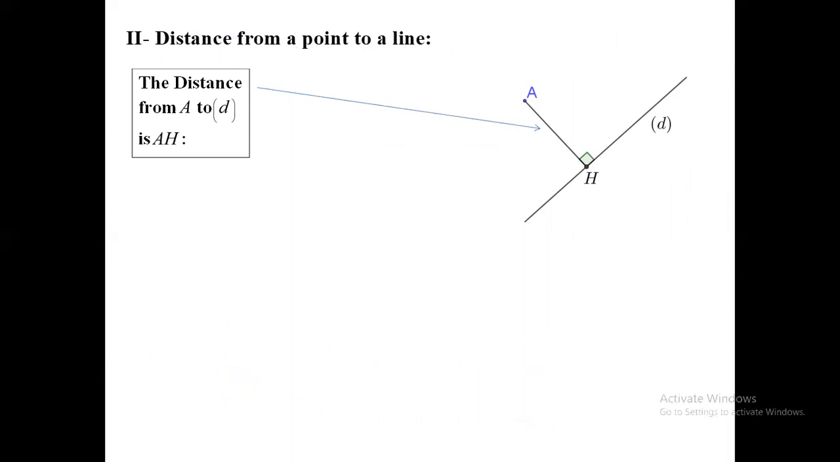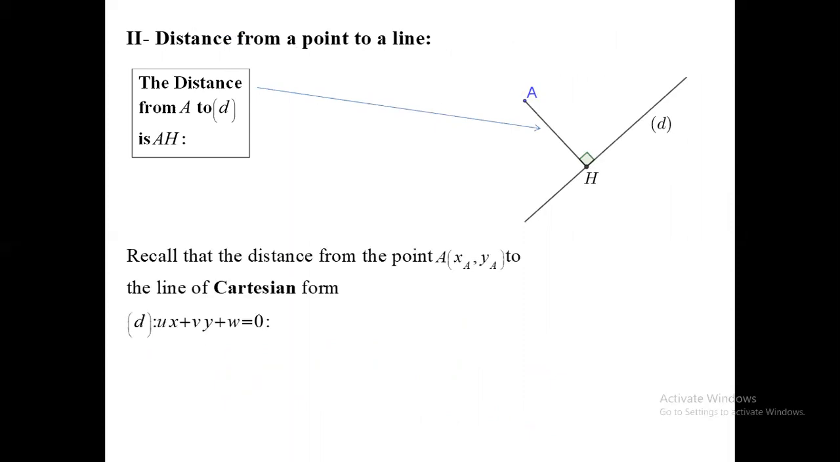Recall that the distance from the point A, in general (xA, yA), to the line with Cartesian form, the line must be written in this Cartesian form. So you take all the components of the equation to one side and make it equal to 0. The rule that you have studied last year is this one. The distance from a point to a line is the absolute value of u times x of A plus v times y of A plus w, over radical u squared plus v squared. U, v, and w are those coefficients for the straight line, as you can see.